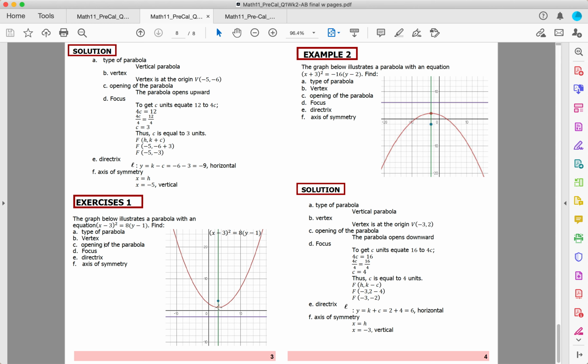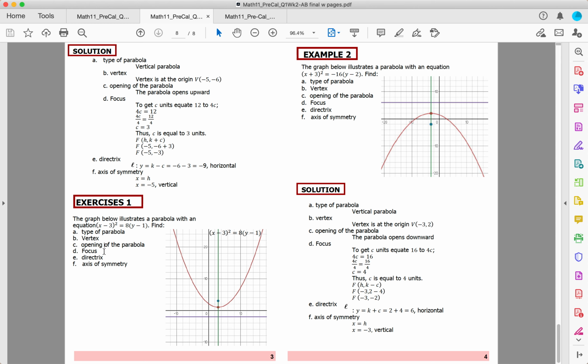So this is 3. You count 2 units upward. This is a (3, 1). So 1, then 2, then 3. So the y-coordinate for this one would be 3. The x-coordinate would be 3 also. So the coordinates of the focus, therefore, would be at (3, 3).